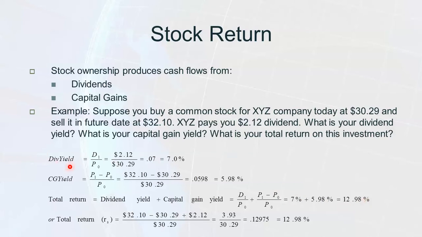So you can just separate them and find the dividend yield and capital gain yield and add them together, or you can do both of them using this equation here. Okay, so here I have done this one. Your ending price, which is your selling price, minus your buying price, plus the dividend you're going to receive, so $2.12, and divide everything by your buying price. That's going to give you 12.98%. Okay, so that's the stock return.